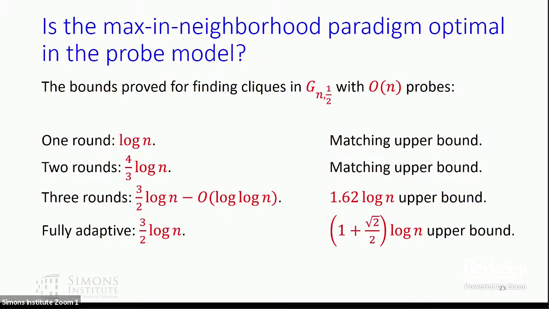So we can ask whether, in the computational model that we started with, we did not know if the maximum neighborhood paradigm is optimal, but we can ask, is it optimal in the probe model? If your limitation is the number of probes, not the computation time.